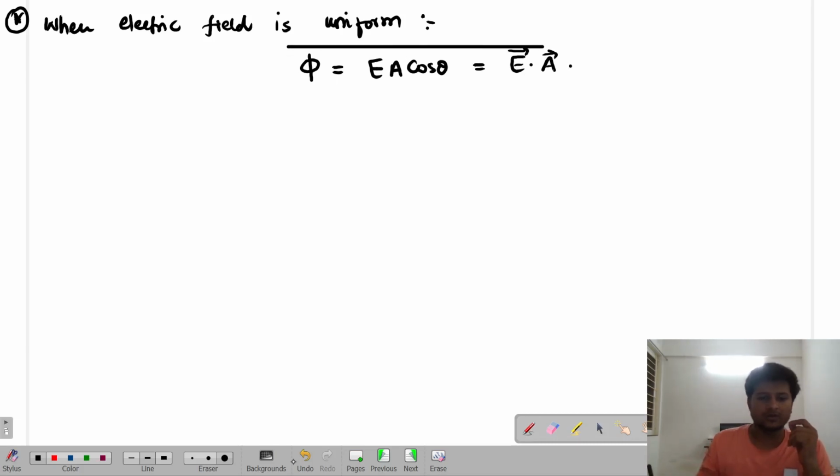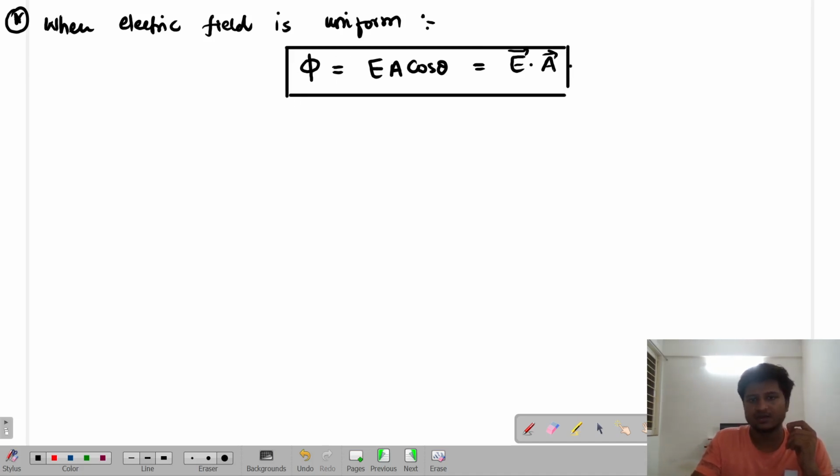So whenever you have a uniform electric field, then the question is very simplified. And implicit also, no need to have attention regarding that. Right or not? Okay, so let us see. Let us take some example.